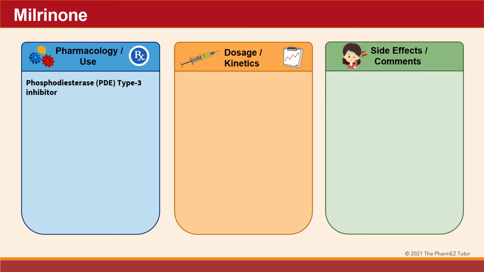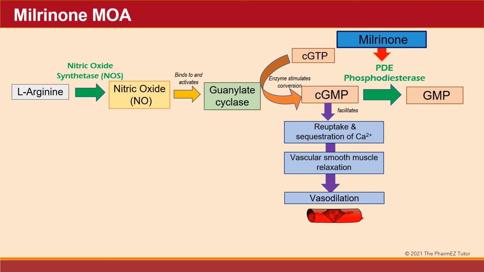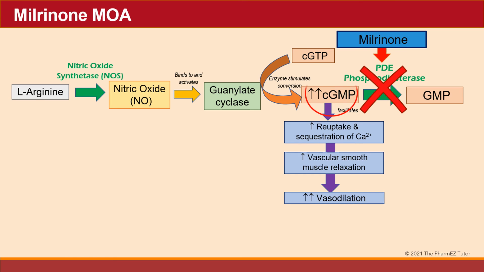Milrinone is a phosphodiesterase PDE type 3 inhibitor. So let's take a look at how milrinone works. Let's take another look at the nitric oxide pathway and modify it to help us describe the mechanism of action of milrinone. Cyclic GMP is metabolized by phosphodiesterase to GMP. Milrinone is a phosphodiesterase inhibitor, and when this enzyme is blocked, we get an increase in cyclic GMP and eventual increase in vasodilation.